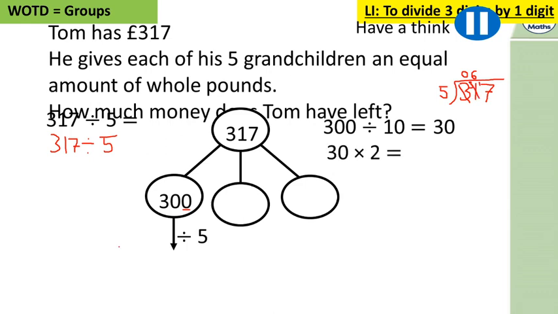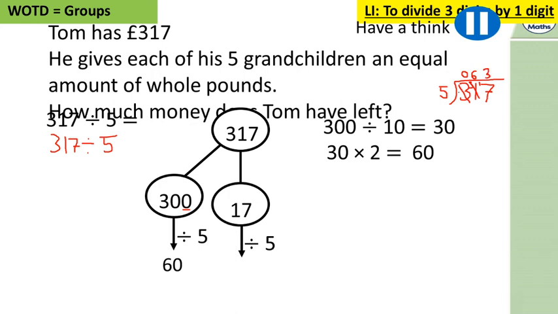So 5 into 300 is 60. Then I'm looking at how many 5s in 17. 17 divided by 5 is 3, because 5 times 3 is 15. How many left? So if you use 15, we had 17, so we get a remainder of 2. 3, remainder 2. So the answer is 63, remainder 2.